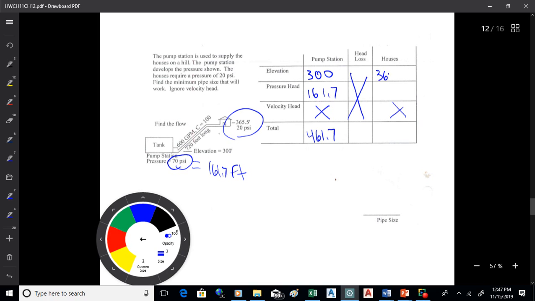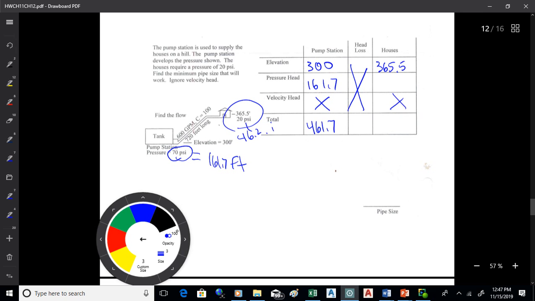Same stuff here that we had before, 365.5, a little different elevation. But the 20 psi residual, that's 46.2 feet, I'm sorry, feet. So we convert that psi residual into feet, 46.2, we add those up together. And then what we're going to find is what the requirement is at the house. And that's 411.7. Okay? So the difference is 50.